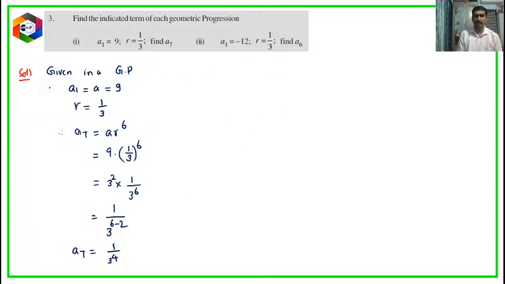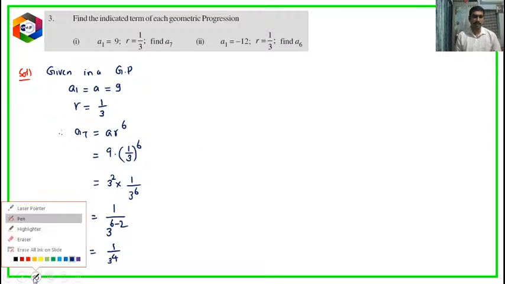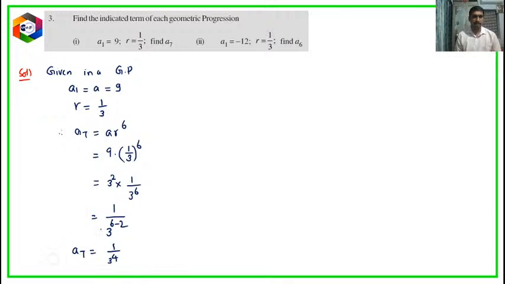And here, please children, try the next one and try to give the answer for the next question. So A1 is given and R is given, and it is asked to find A6. So who will be the first to give the answer? I will check it. Please try to respond for the next question, and it is simple like the previous question itself. So let us try the second one here. Given in a GP, A1 is equal to A is equal to minus 12, and common ratio R is equal to 1 by 3, and it is asked to find A6.